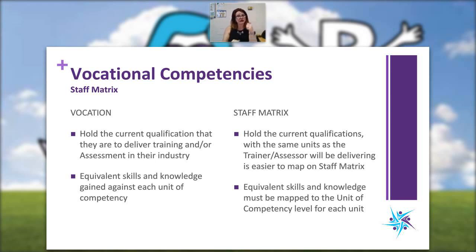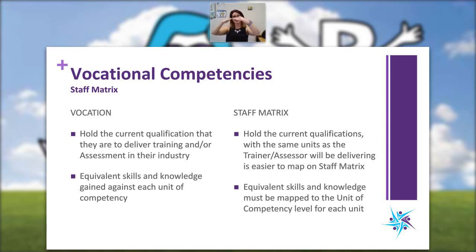If they don't have the exact qualification, so they might have a higher qualification, i.e. a bachelor degree or a higher ed qualification, or they might have a qualification that is similar but not the same and the units aren't the same, that's not a problem, but they must be able to demonstrate that they have the skills and knowledge down to the unit level.